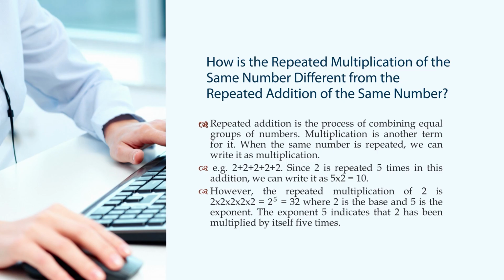So, this is the repeated multiplication, and in the last example, this is the repeated addition. Repeated addition is converted into multiplication, and when a number is multiplied by itself, it is converted into the indices or exponent. This is very clear.